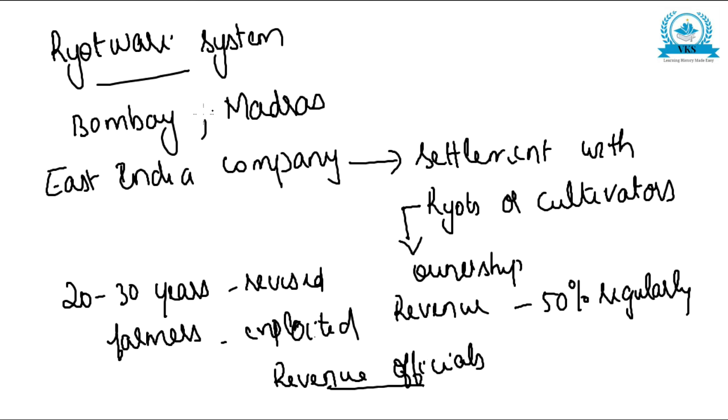So the Ryotwari system was introduced in the Bombay and Madras Presidencies, and the East India Company here made direct settlement with the ryots or cultivators, and the ownership of land was given to the ryots on the condition that they paid a fixed revenue of 50% regularly. It was revised every 20 to 30 years. Here farmers were exploited by the government and the revenue was collected by the revenue officials.